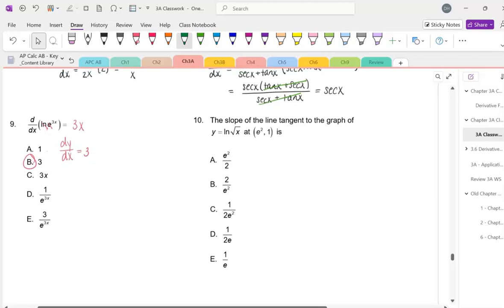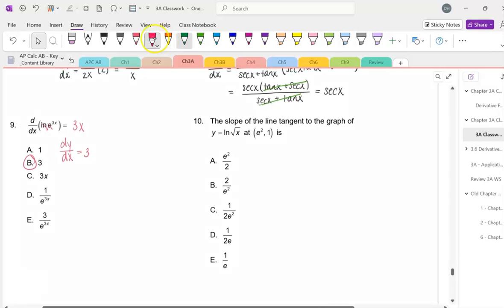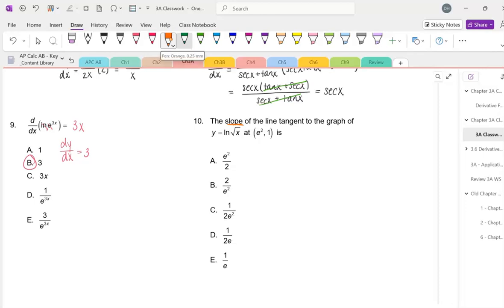Number 10, you're just looking for the slope of the line, so you don't even have to do the whole thing. You're just looking for the slope. So again, make sure that you have the square root of x. Think about that as to the power of 1/2.